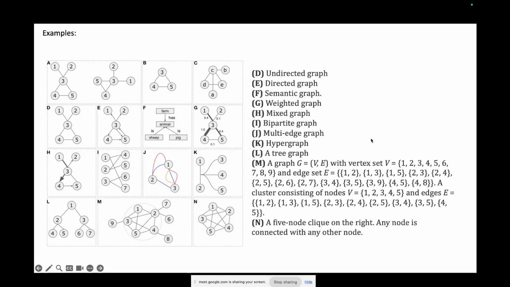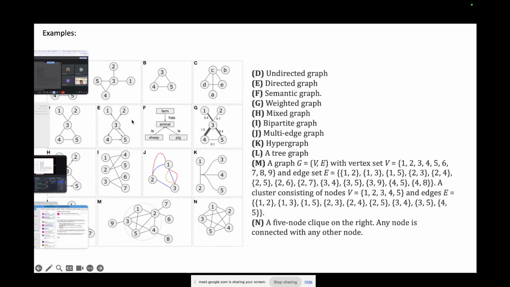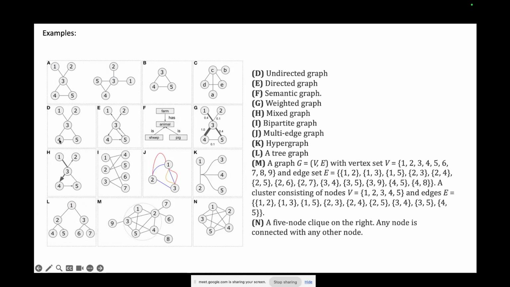So this panel D shows an undirected graph. You have five nodes here, one, two, three, four, five. They're connected by different edges, but these edges do not have a directionality associated with them. This just shows that one node has a relationship with the other. What kind of relationship, and if there is a directionality involved in it, that is not specified. So these are known as undirected graphs.